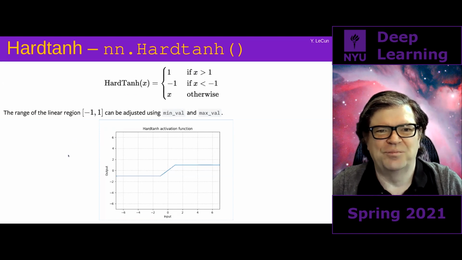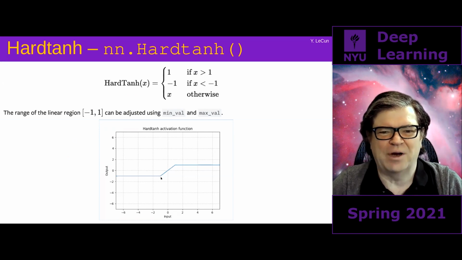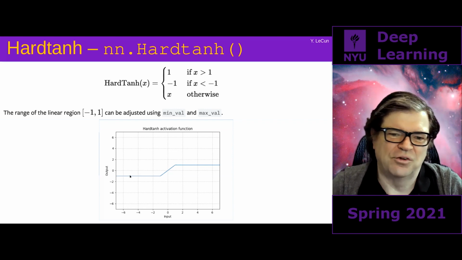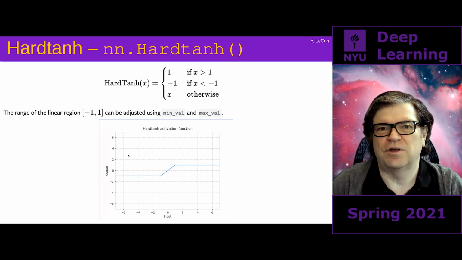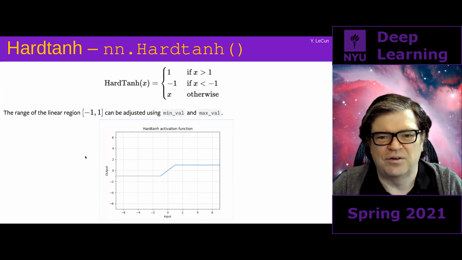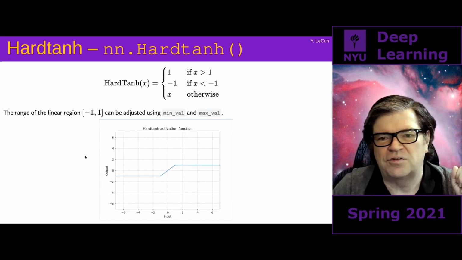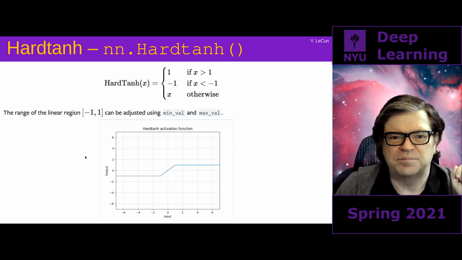Hard tanh, this should really be called a ramp, a saturating ramp. So this is just a saturation function, right? It goes between -1 and 1, and it's linear in between, and there are two kinks. So it has, again, the disadvantage that it's not scale invariant.